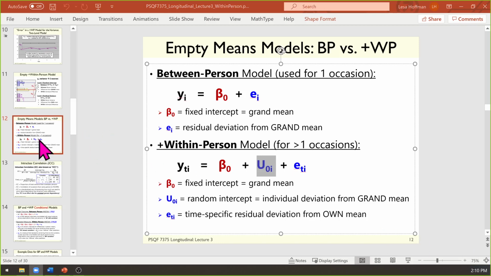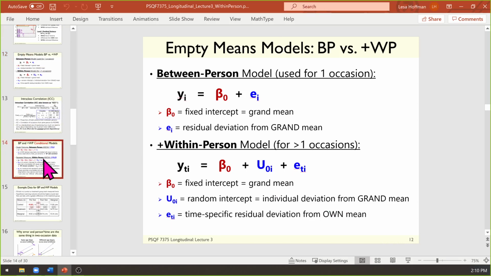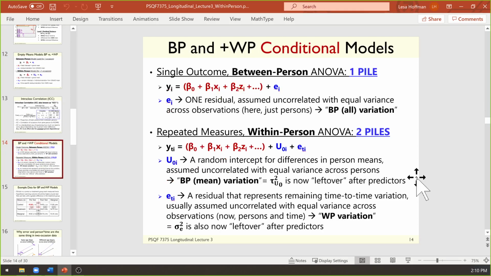And then once we add predictors, so this sort of idea here, the predictors that are person level, that are measured once, predict the U variance. So the random intercept variance at level 2 is the U variance. And then the predictors that are measured per occasion predict the E variance, the residual variance at level 1.